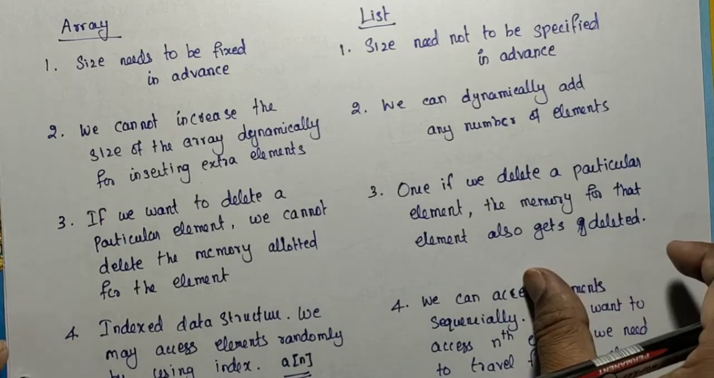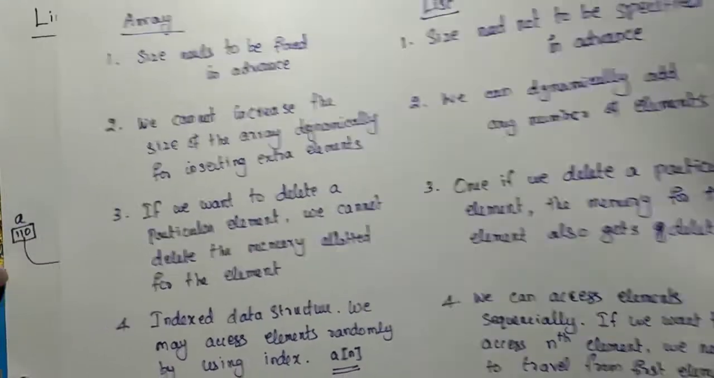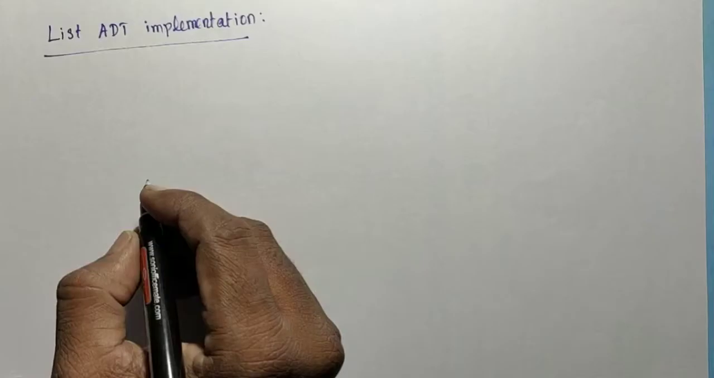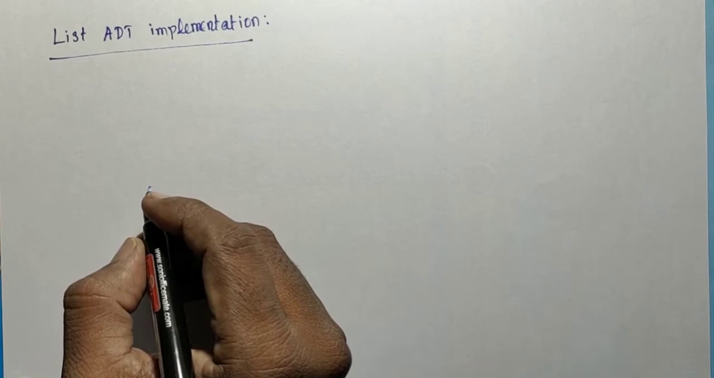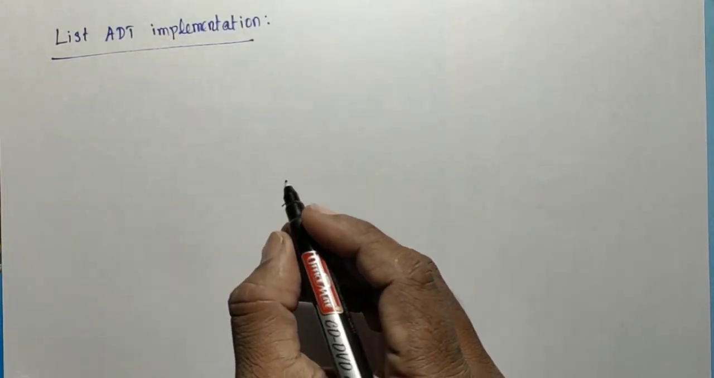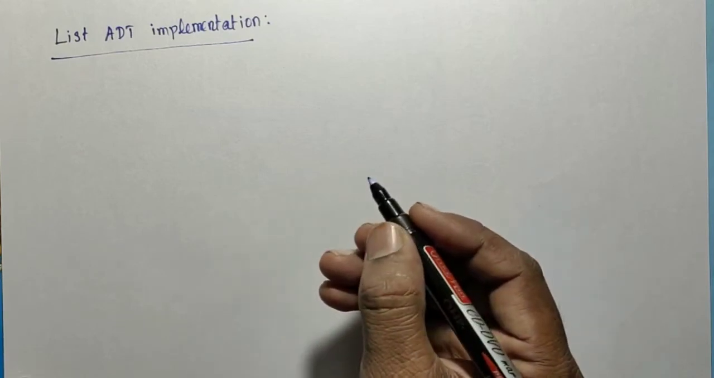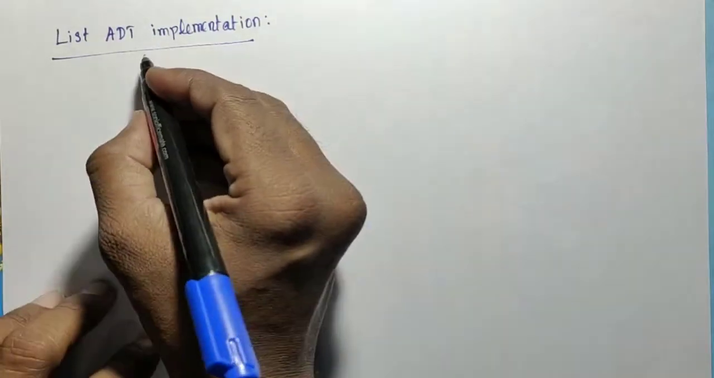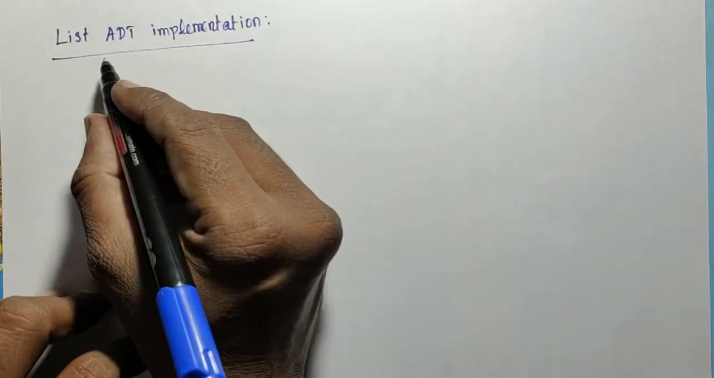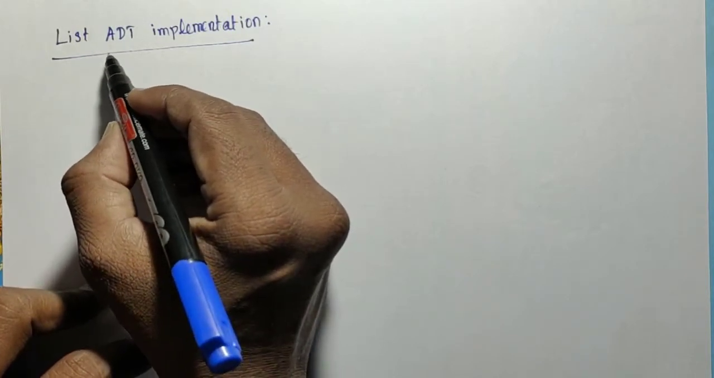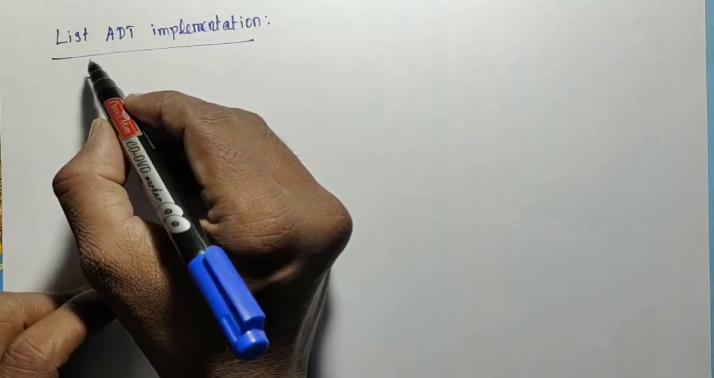And how the memory will be created for the array and the list is explained here. The array is a built-in data structure available in all programming languages. But the list data structure, if you want to use it in your application, we need to create the list first. We have to design the list.